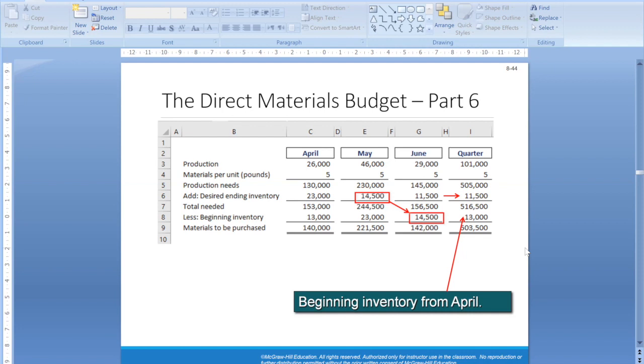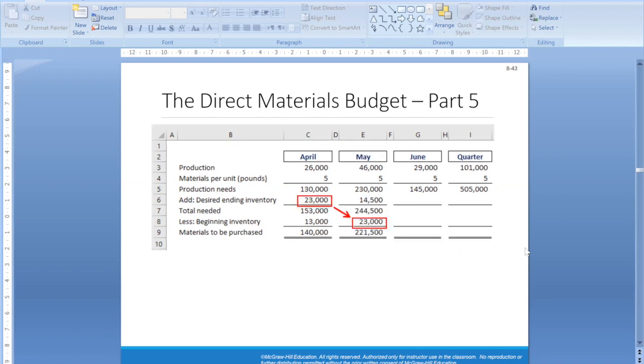This number refers to what? To the production needs of July, multiply by 10%, right? So I need 10% of July needs to be kept in June as an ending inventory. But I don't have this number.